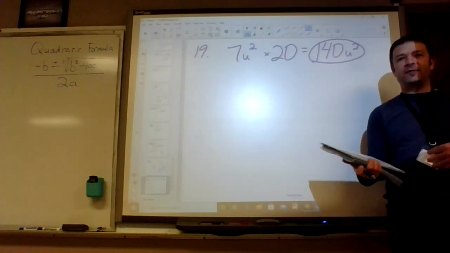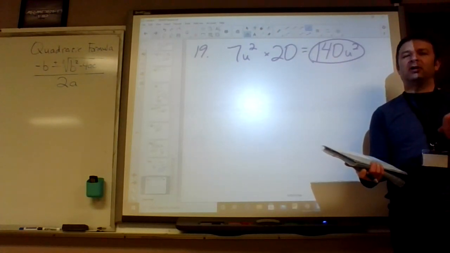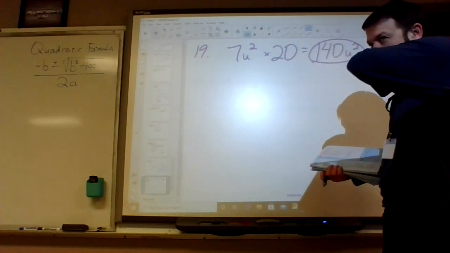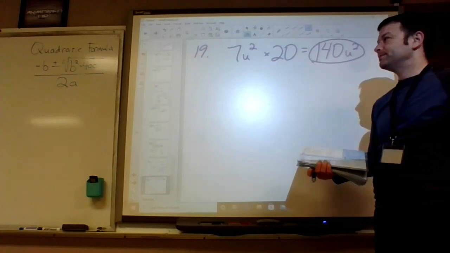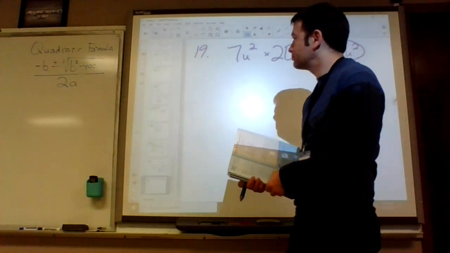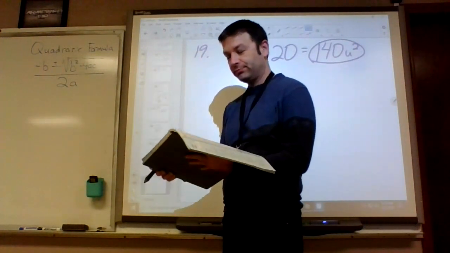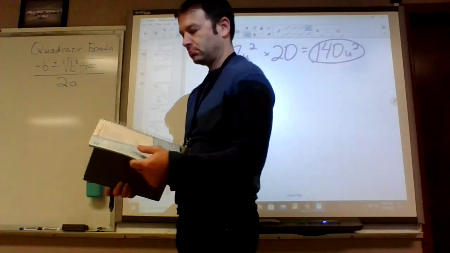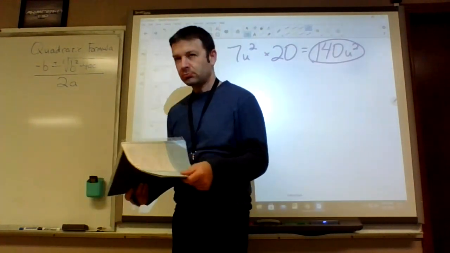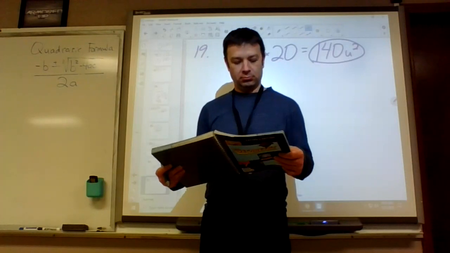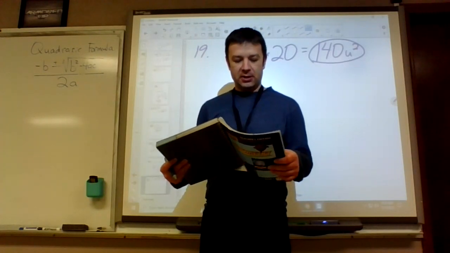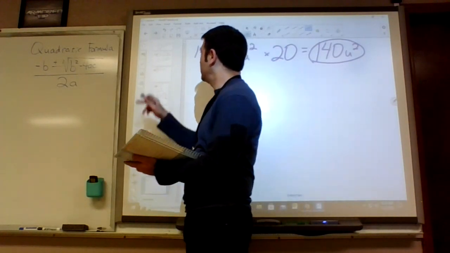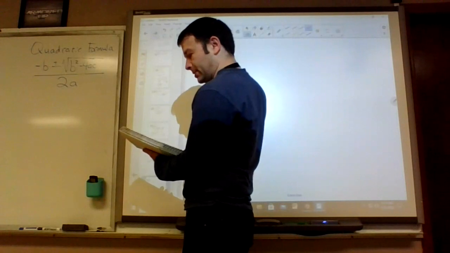Number 18 says sphere. Do you guys remember what the sphere formula was? Yeah, it was exactly like that. Wait, you said number 18 was sphere? Yeah. It was 4 pi r squared. You got it. Okay.